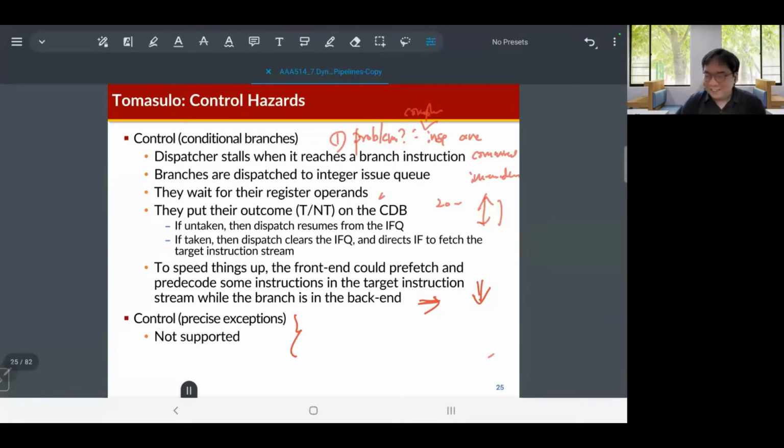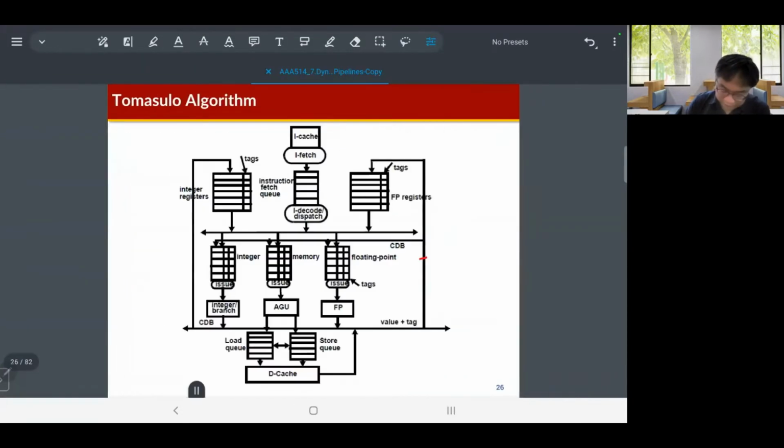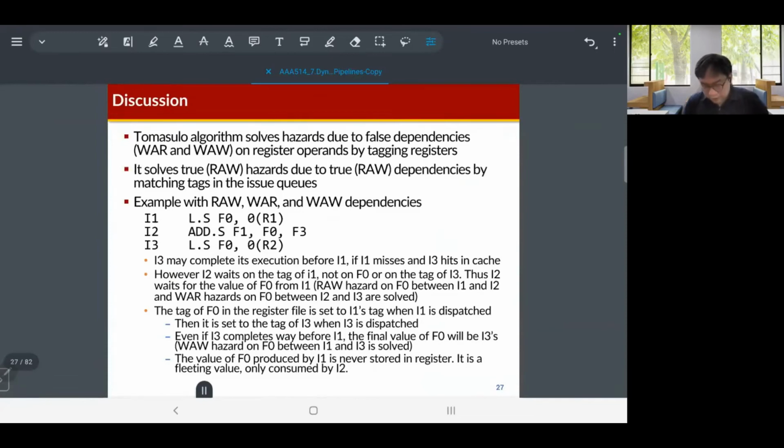Okay, but this is out of order processing. And in the Tomasulo algorithm, out of order processing means out of order completion, which means the Tomasulo algorithm cannot support a precise exception. It's not supported. That's another disadvantage of the Tomasulo algorithm. And I believe I already explained the memory disambiguation of this Tomasulo algorithm.